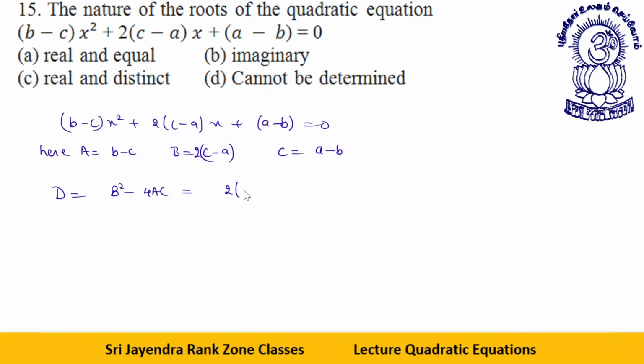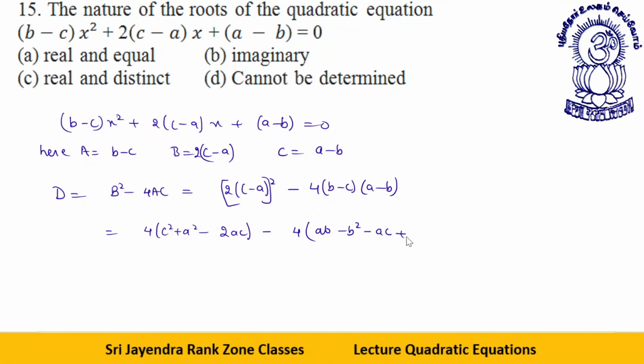This will be 2 into (c minus a), whole square, minus 4 into (b minus c) and (a minus b). This will be 4 times c square plus a square minus 2ac, minus 4 times, this is ab, b into a is ab, minus b square minus ac plus bc. Let's see what happens. This is 4c square plus 4a square minus 8ac. It is turning out to be easy actually.